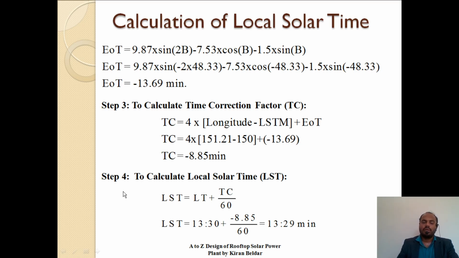In step number 4, we calculate the local solar time. The local solar time formula is the local time at that site plus the time correction factor TC divided by 60. We put the values here: LST equals 13:30 hours, or 13 hours 30 minutes, plus minus 8.85 minutes divided by 60. After doing this calculation we get 13.29, which is the local solar time by this formula, after considering the eccentricity factor and the longitude variation factor also.